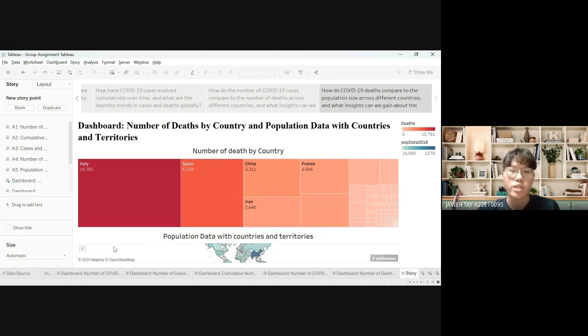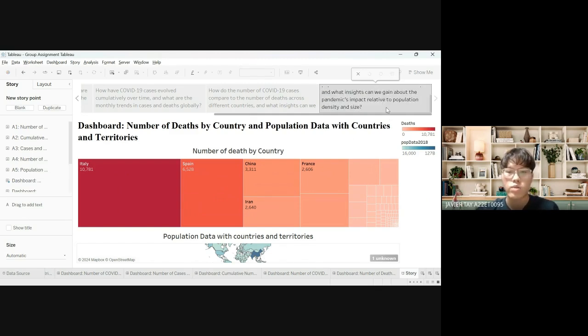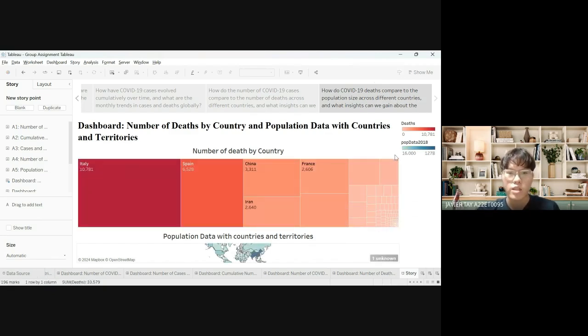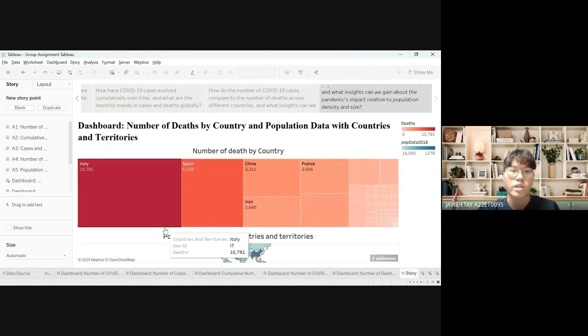And the last one is called the number of deaths by country and population data with countries and territories. So the business question is how do COVID-19 deaths compare to the population size across different countries, and what insights can we gain about the pandemic's impacts relative to population density and size? So this dashboard combines the number of COVID-19 deaths by country with population data, helping to assess the severity of the pandemic relative to the size of each country's population. By understanding this relationship, stakeholders can evaluate whether a country has been disproportionately affected by COVID-19 deaths compared to its population.